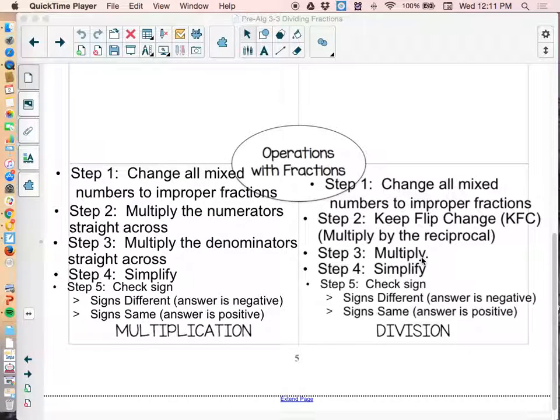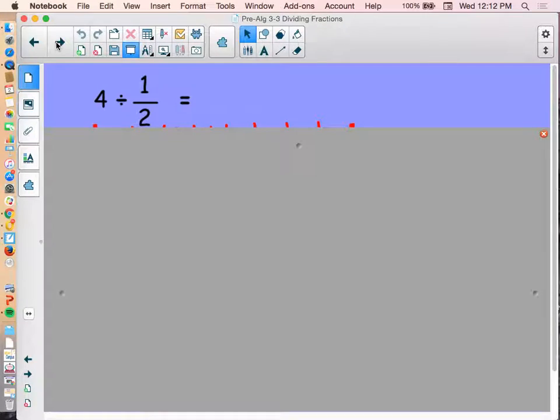Step 3 is just to multiply straight across. Step 4 is to simplify. You're going to get it wrong unless you simplify. And step 5 is to check the sign. If the signs are different, the answer is negative. If the signs are the same, the answer is positive.